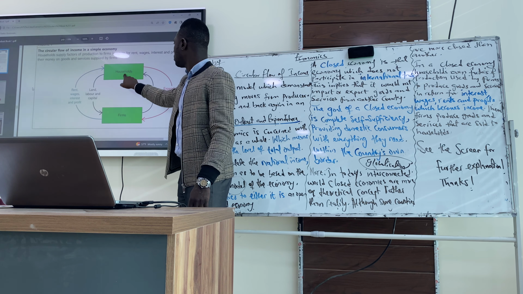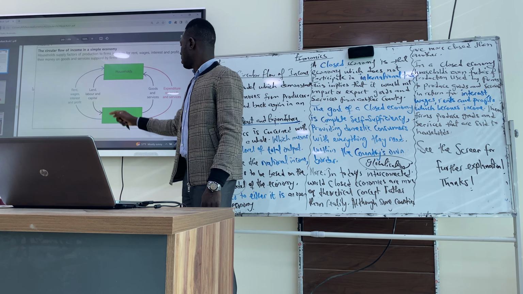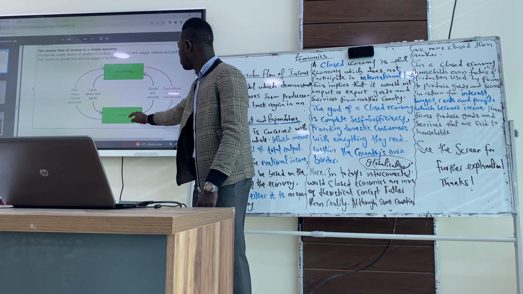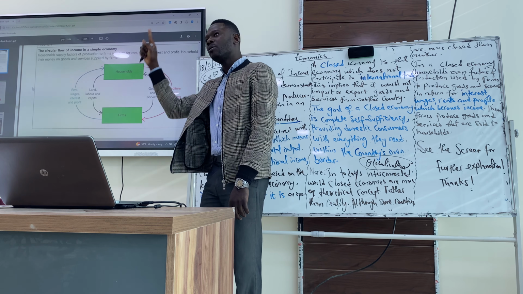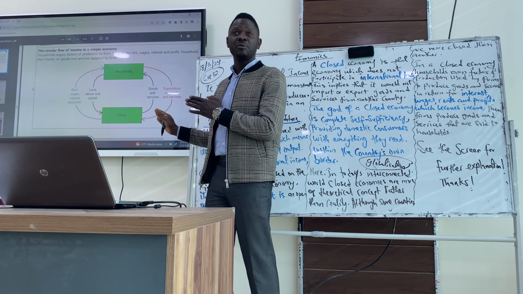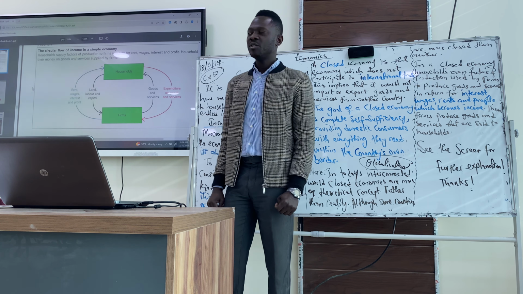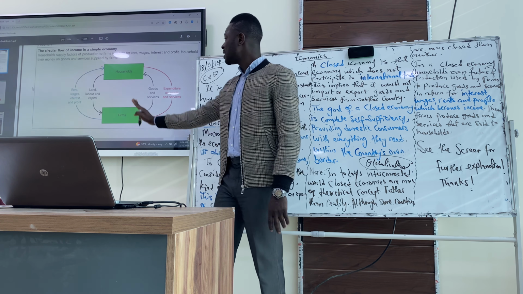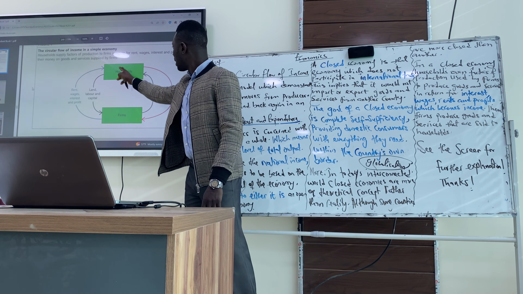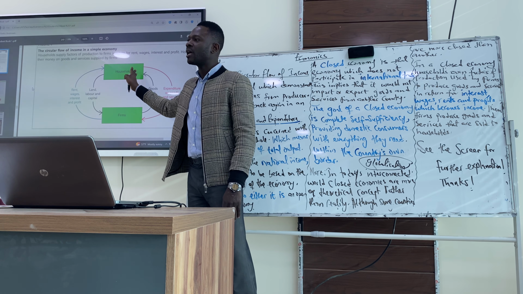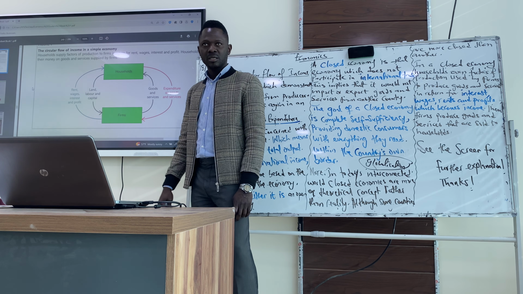Now, households have income. The income will be spent on these goods and services produced by the firms. This is what we call the circular flow of income in a closed economy. So it doesn't end. It continues the same way every now and then. Do you have any question about it? So this is a simple economy, which is the same as what? A closed economy. Any question about it? No. Thank you.